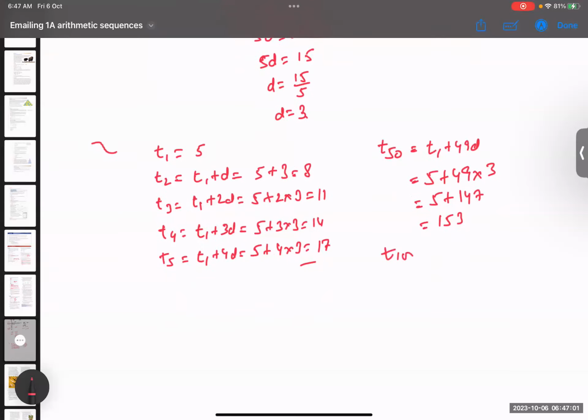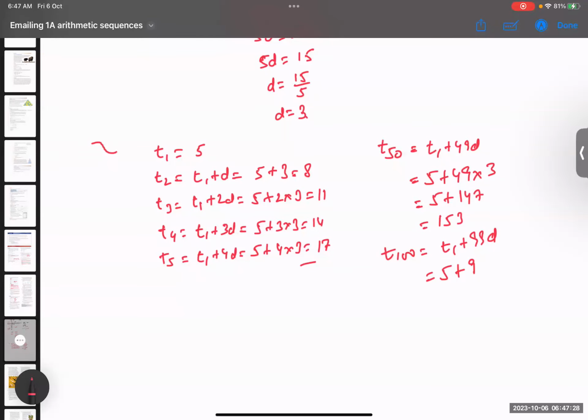What about T100? So T100 is 5 plus... wait, I don't know.